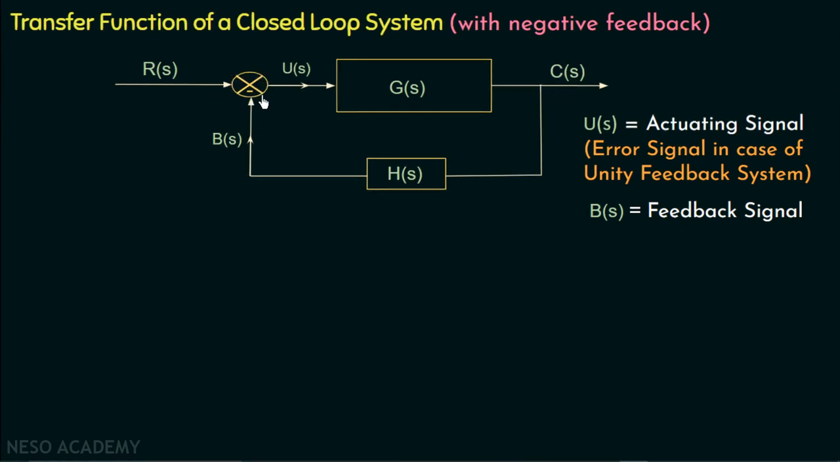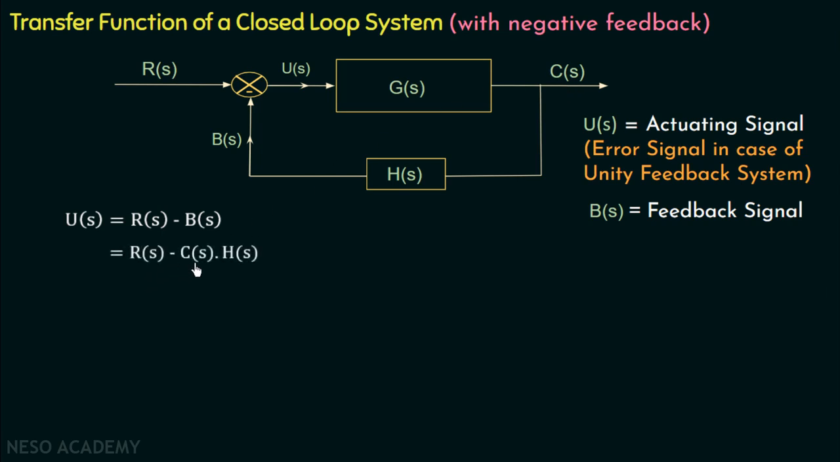Now if we observe this junction, it is called the summing point that we use to add the feedback signal with the input signal. So if we observe this summing point, we can write U(s) equal to R(s) minus B(s). Due to negative feedback, the feedback signal B(s) is subtracted from the reference signal R(s), and that's why the output of this summing point U(s) is equal to R(s) minus B(s). And we know B(s) is the product of H(s) and C(s), that's why we can write R(s) minus C(s) multiplied with H(s). We have replaced B(s) with C(s) multiplied with H(s).